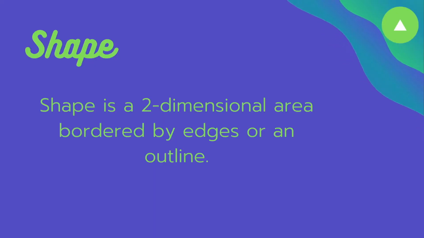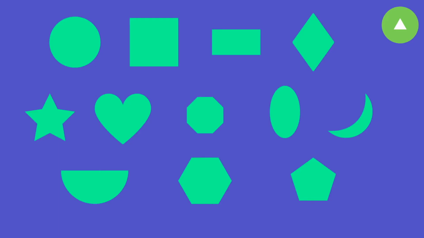Let's look at shapes. What is the definition of a shape? A shape is a 2D or two-dimensional area bordered by edges or an outline. These shapes are the same geometric shapes that we learn about in our math lessons. Circles, squares, rectangles, ovals, diamonds, a star, pentagon, hexagon, octagon, semicircle, heart, and crescent. By using these shapes singularly or on their own or more than one shape together, we form pictures.